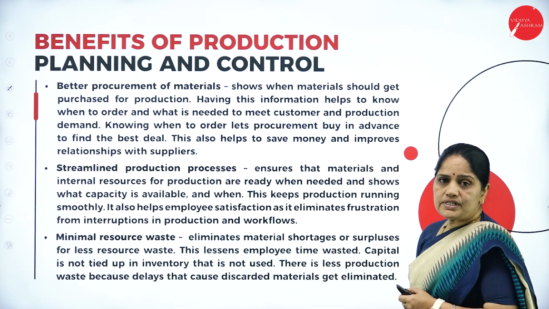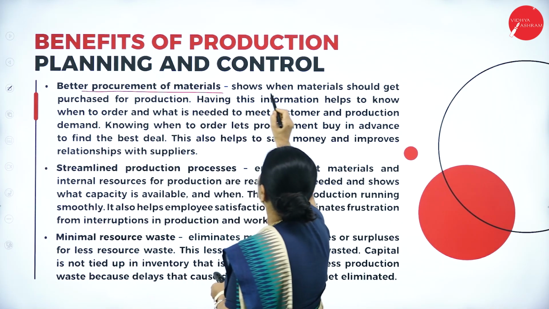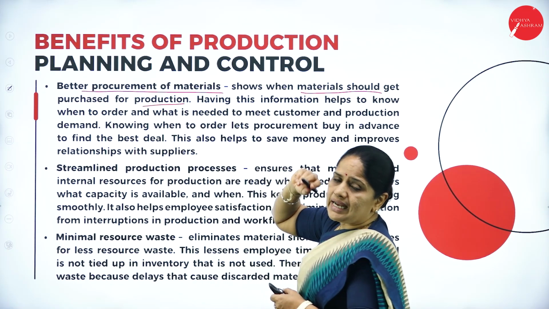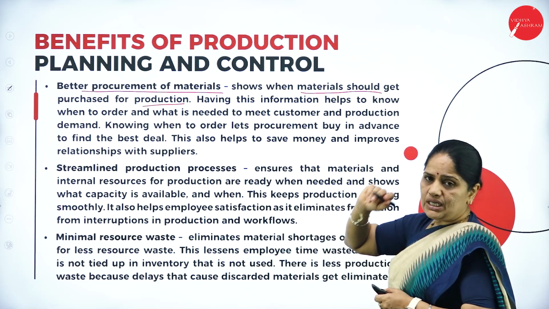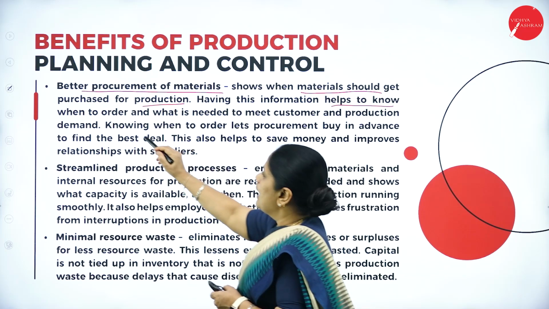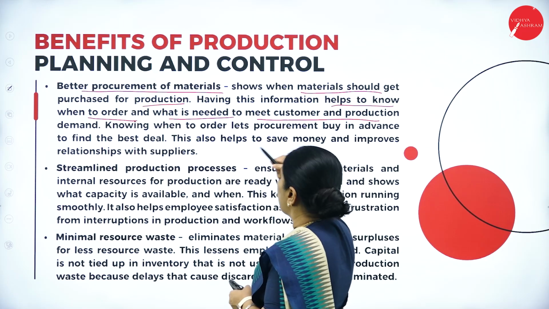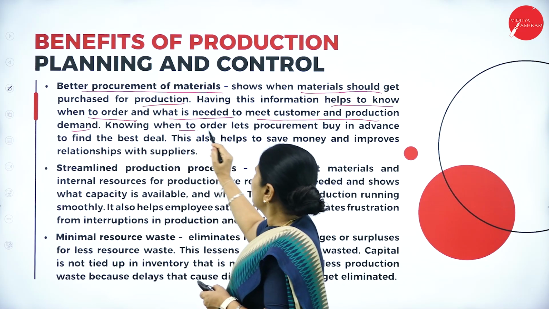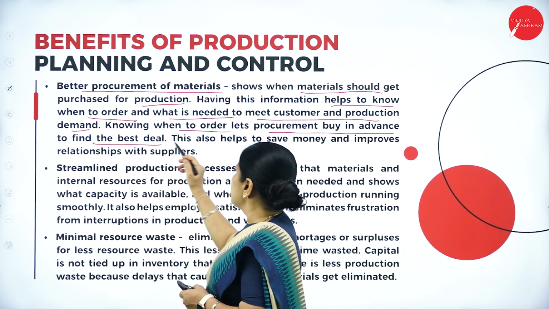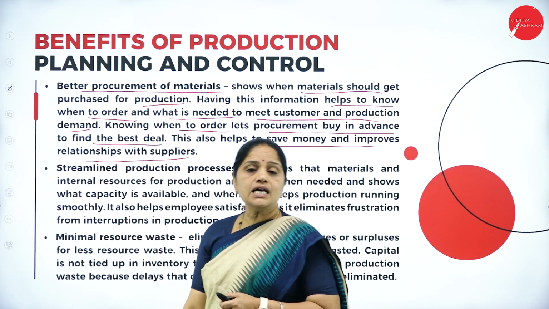What are the other benefits of planning and control? Better procurement of materials. It shows when materials should be purchased for production. So when do you exactly need the materials for production? That can be known with the help of planning, and having this information helps us to know when to order, what is needed to meet the customer and the production demand. Knowing when to order lets procurement buy in advance to find the best deal. This also helps to save money and improves relationship with the suppliers.